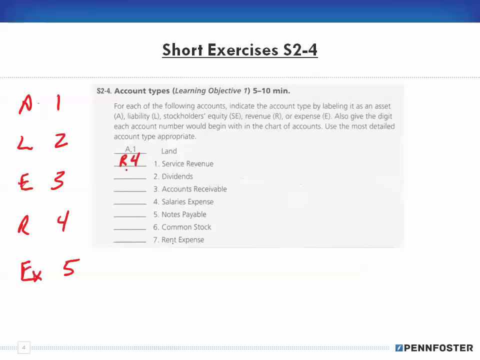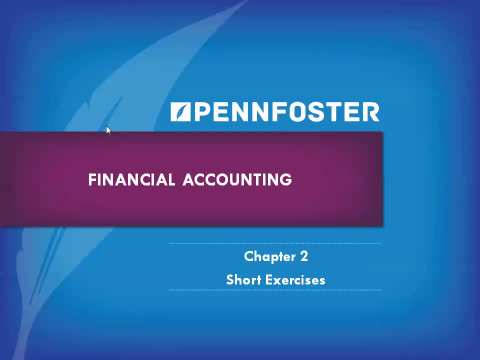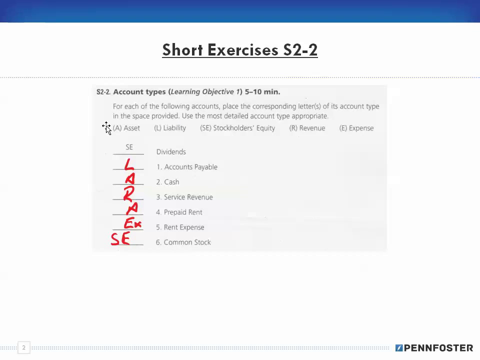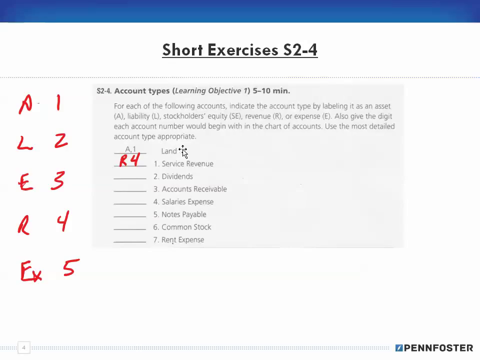Dividends from the previous problem 2-2. We had discussed the idea of service revenue and dividends. So go back and watch that video if you're not understanding why the service revenue is R4 and dividends is going to be stockholders' equity, which is a 3. Go back and watch short exercise 2-2 for an explanation about dividends and the service revenue.